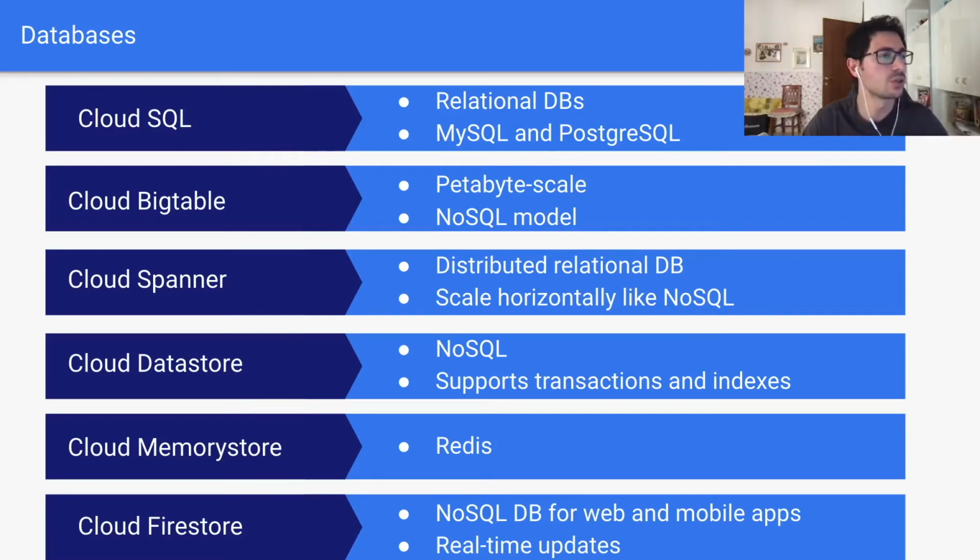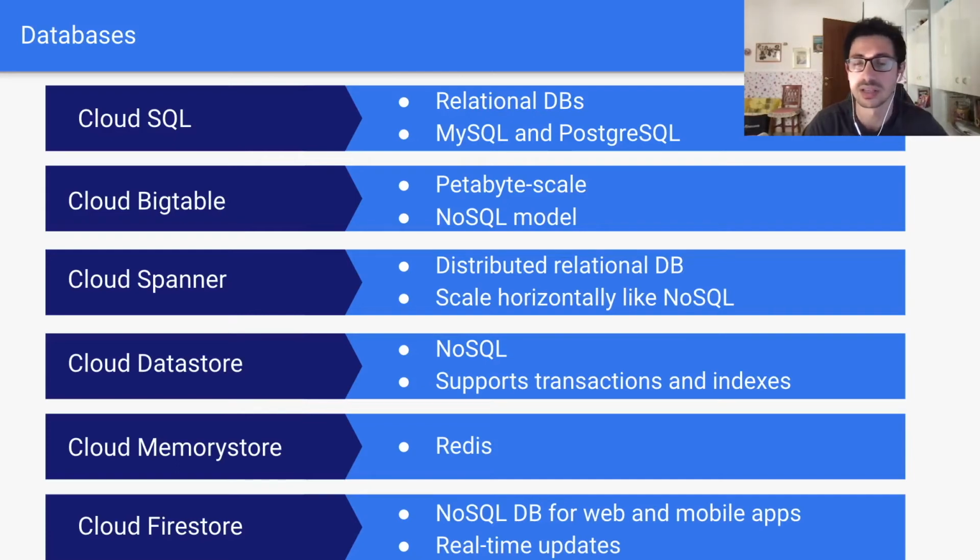Then we have Cloud Spanner. You can think of it as Cloud SQL, but more powerful. It's a relational database, but it is distributed and it gives a lot of nines of availability, and it is able to scale horizontally. That is why it gives this availability, thanks to the fact that it has a kind of NoSQL structure, even though it's relational.